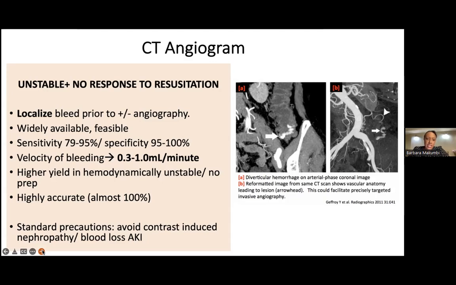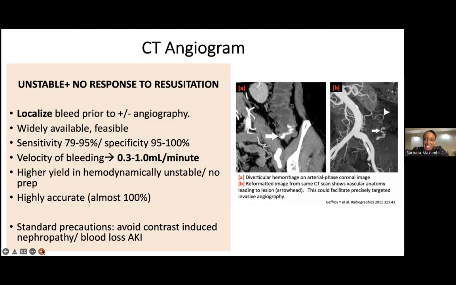The sensitivity for CTA is 79 to 95% with a specificity of 95 to 100%. The velocity of bleeding: you need bleeding to be active to detect the bleed. So 0.3 to 1 ml per minute can be detected. And there's a higher yield, they say, if somebody is hemodynamically unstable. And the advantage is no prep, it's not as invasive as a colonoscopy. Still, you'll need to go to angio, but it's not invasive and highly accurate, almost 100% accurate if somebody's actively bleeding.